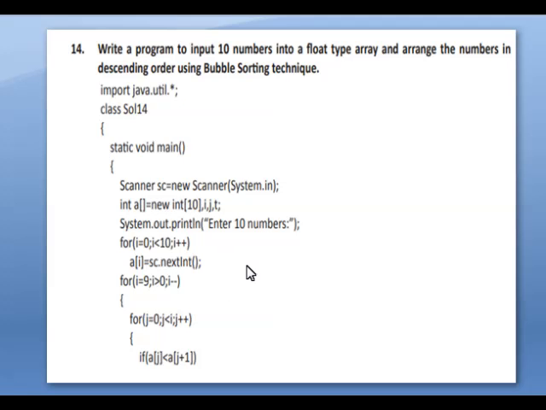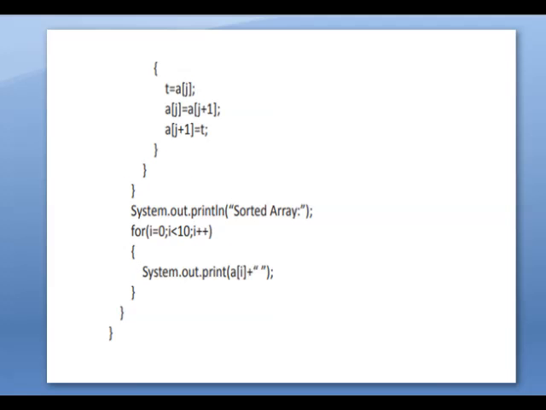This program is important. Write a program to input 10 numbers in a float type array. If it is a float, you have to take float values. So, input 10 numbers in a float type array and arrange the numbers in descending order using the bubble sort technique. Don't write float type here, it is an integer type array, because we have written the program with integer values. So, this is a very important program. Students, you have to learn it and practice it.